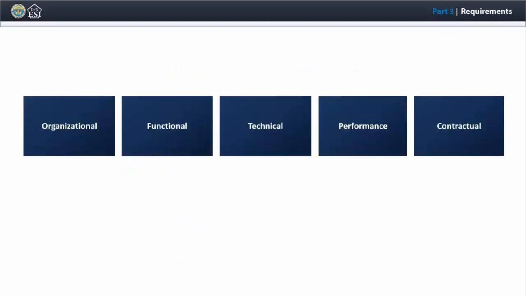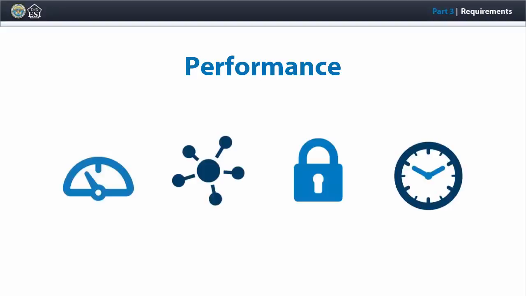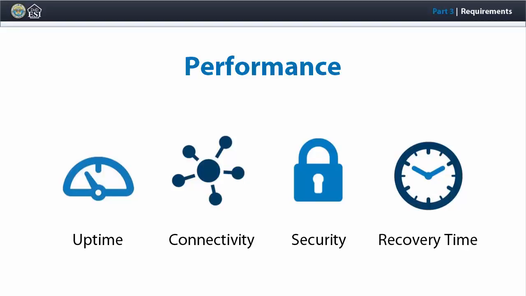The next key factor in a software acquisition is performance. Performance considerations can be broken down into 4 major elements. Be sure to provide supporting detail for each. The amount of uptime required for mission completion, the type of connectivity required, the acceptable security levels and incident response times, and the minimum recovery times for system outages.